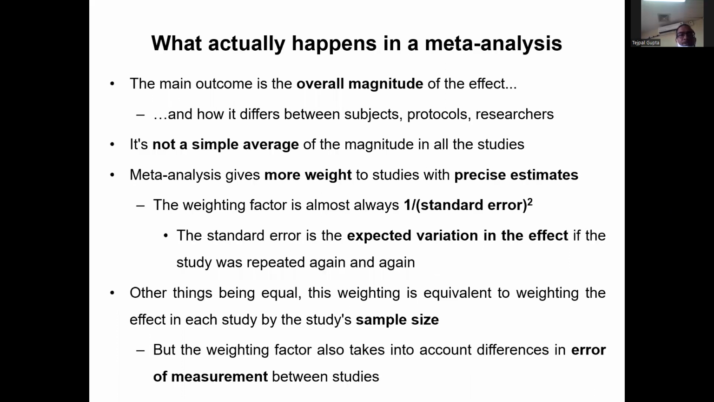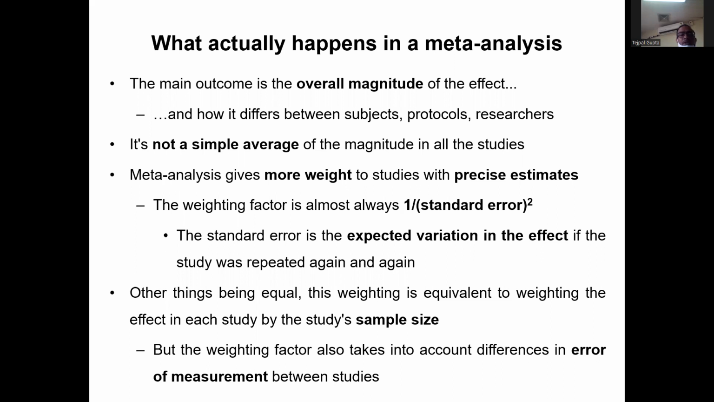Now, what actually happens in a meta-analysis? The main outcome is the overall magnitude of the effect. It's not a simple average of the magnitude. Meta-analysis gives more weight to studies with more precise estimates. The weighting factor is almost always 1 by square of the standard error. And the standard error is generally the expected variation in the effect if the study was done again and again.